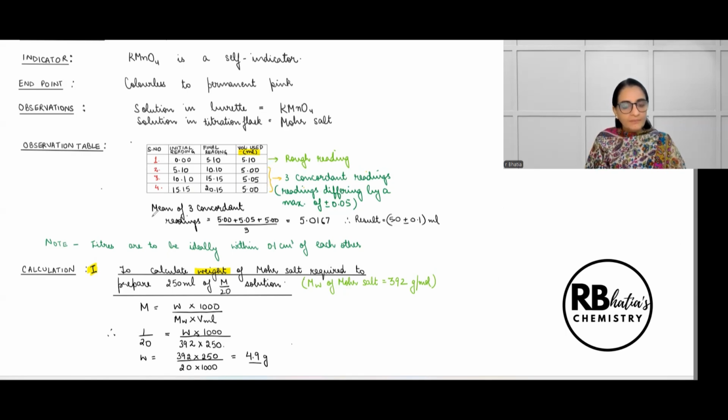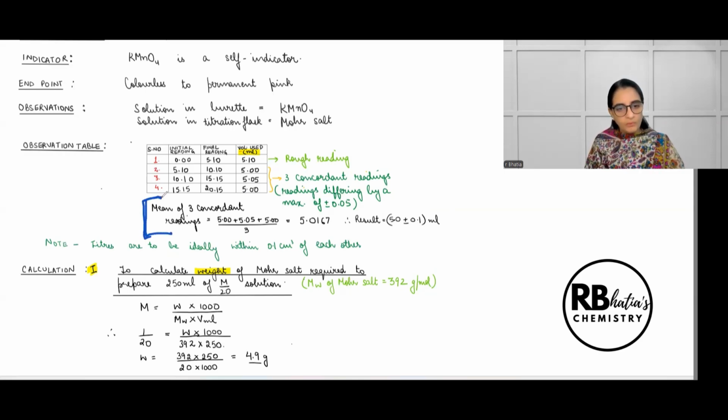Then the mean of 3 concordant readings is to be taken like this, reported up to plus minus 0.1 ml. That means to the first decimal place. These readings are to be noted to the second decimal place, and this final result is to be quoted up to the first decimal place. Clear? And this again would vary from examiner to examiner.